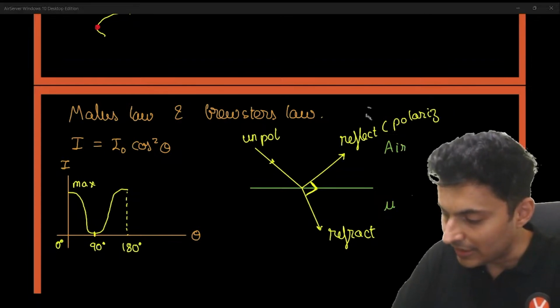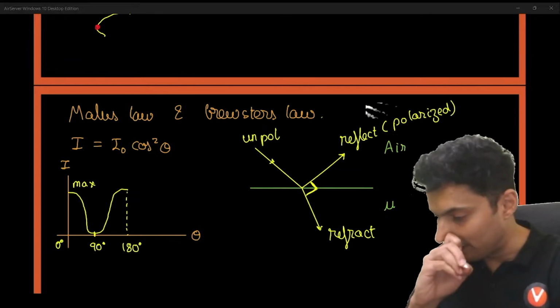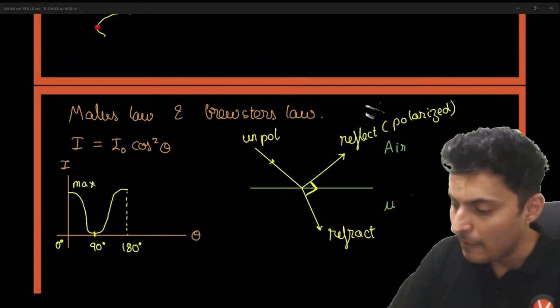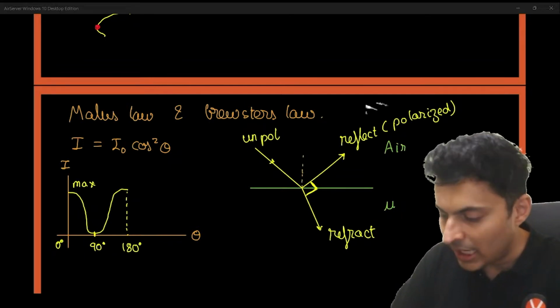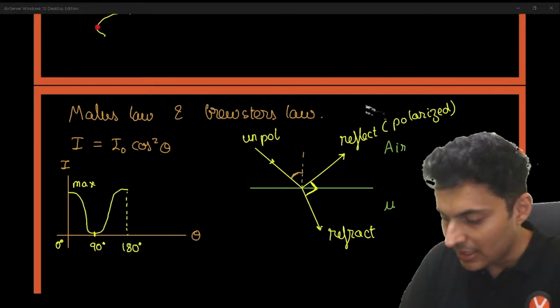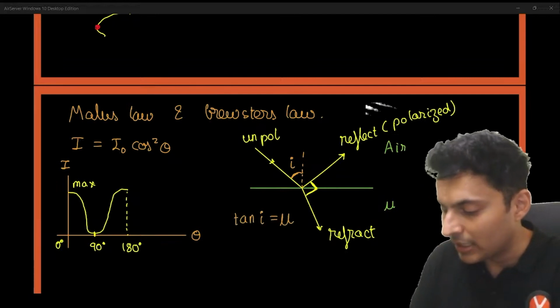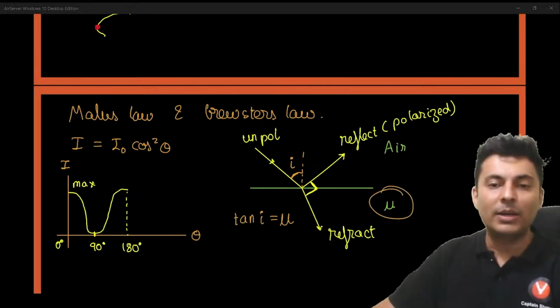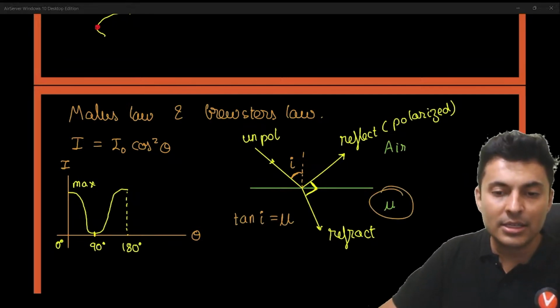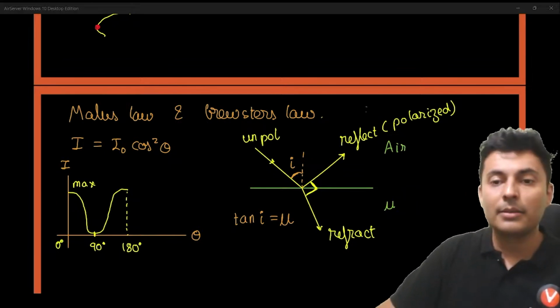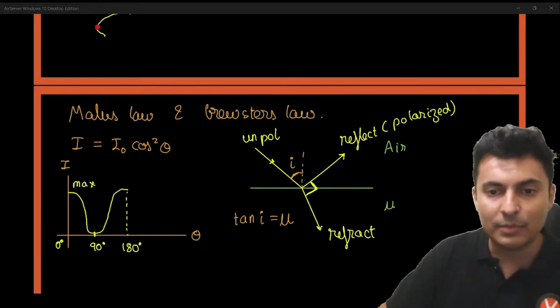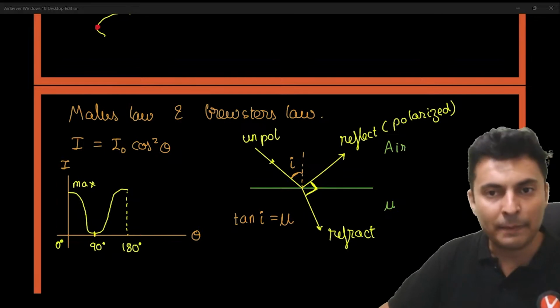It becomes polarized when reflected and refracted lights are perpendicular to each other. It also happens that for this particular angle, if you take the tan of that angle, you will get the refractive index of that particular medium. Keep these things in mind, my dear warriors.